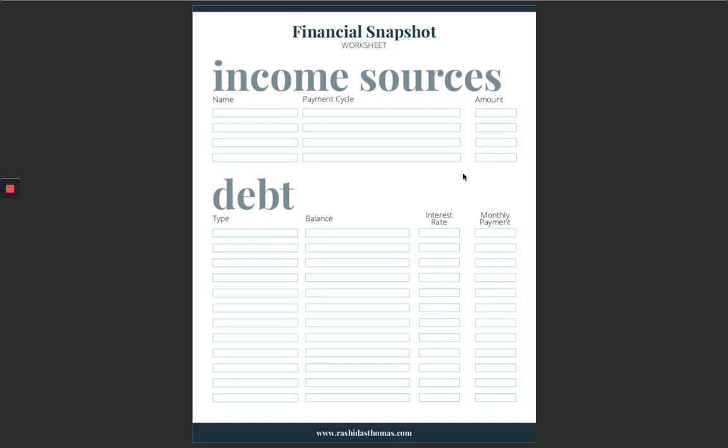And then the next part of the financial snapshot worksheet is listing out all the debt that you have. So credit cards, student loans, any high interest loans, things of that nature. Put that in the type field. So put the company name, put the balance as it is right now, put what the interest rate is, and put what the monthly payment is. And that is helping you get an understanding of what your big picture is financially.